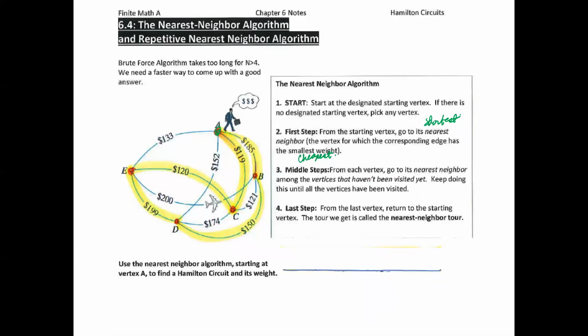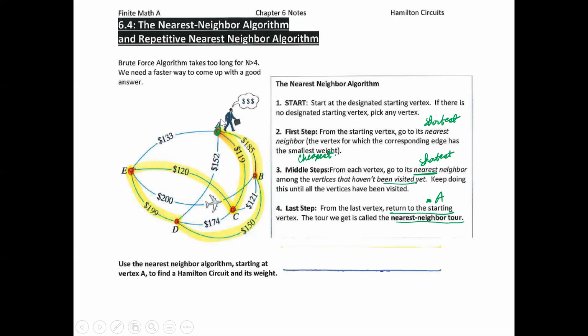The middle step: from each vertex, go to the next nearest, which is also the shortest neighbor among the vertices that haven't been visited yet, and keep doing this until all the vertices have been visited. And the very last step is, from the last vertex, return to the starting point, which is going to be point A. The tour we get is called the nearest neighbor tour.